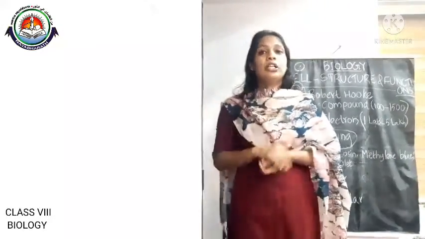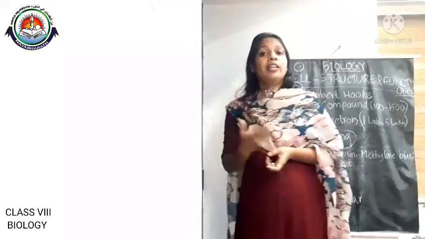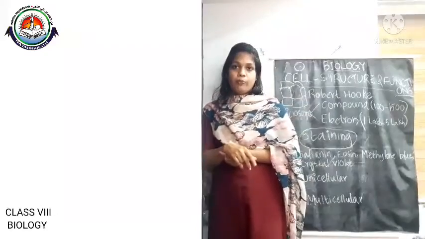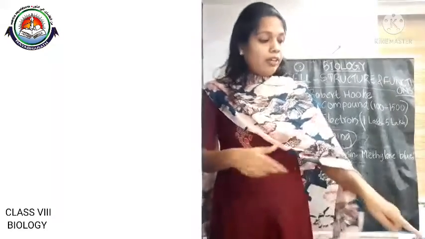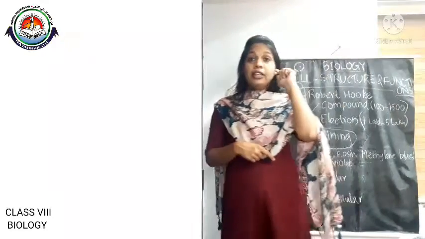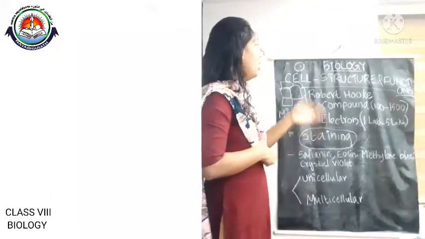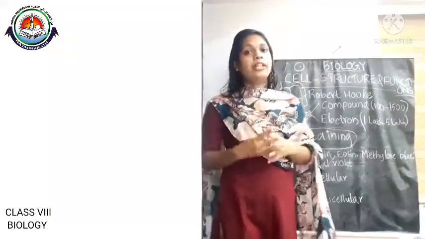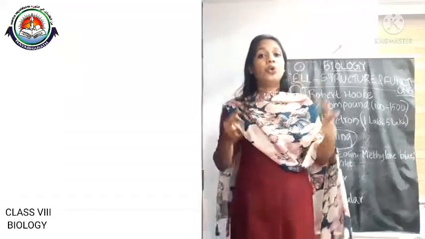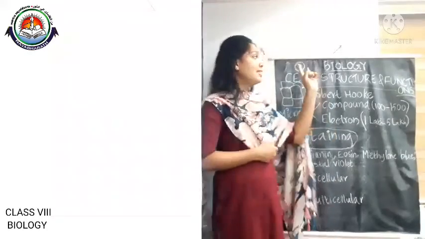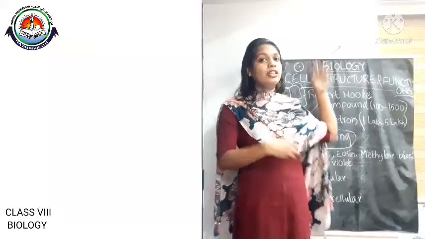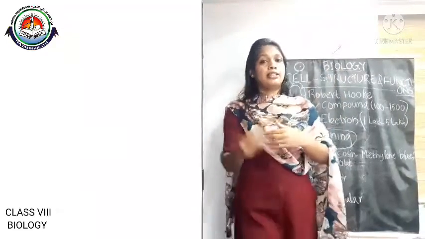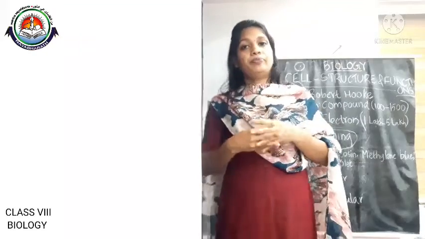Coming to multicellular organisms, they have many cells, and each cell performs different functions too. But multicellular organisms also start from a single cell. We know that after fertilization, the zygote is formed. The zygote is a single cell, and by the division and differentiation of that single cell called the zygote, new, different types of cells are formed.